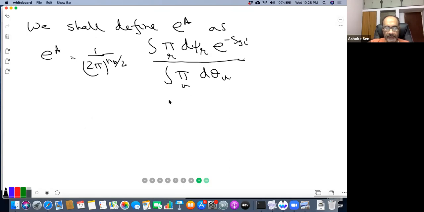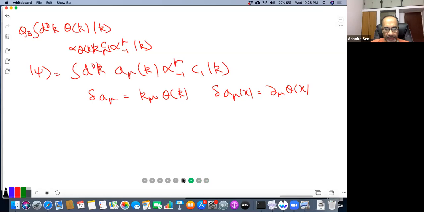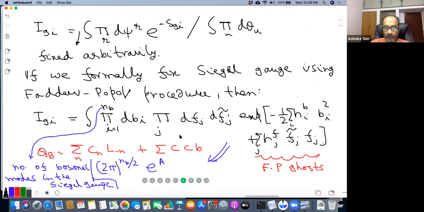Is this clear? So let me repeat again. In the form that we had originally, if you focus on the specific problem that we have in two-dimensional string theory, there are two bosonic modes, two fermionic modes in the Siegel gauge. What we are saying is that that is the wrong expression to use, because that is obtained from this by doing wrong gauge fixing. So the correct interpretation of e to the A is this integral, which is a gauge unfixed version.